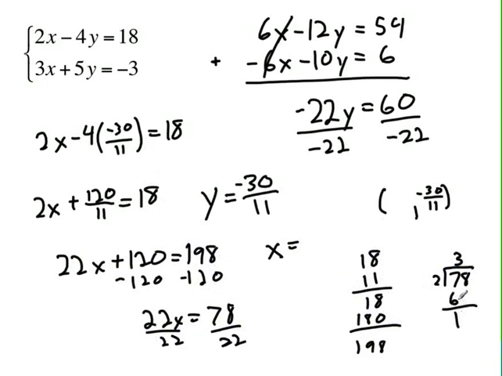3 times 2 is 6, remainder of 1. 18, which is going to be 39. So we're going to end up getting 39 over 11. So we have 39 over 11, and there's my answer.